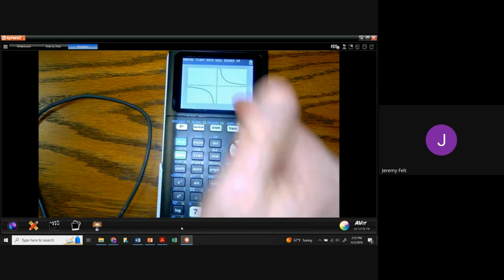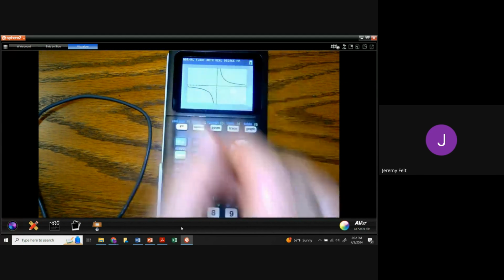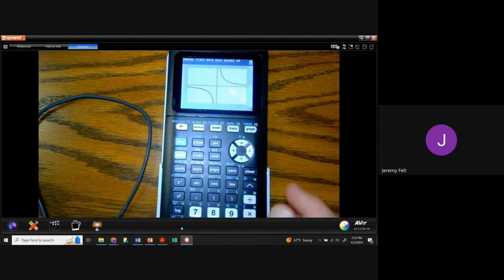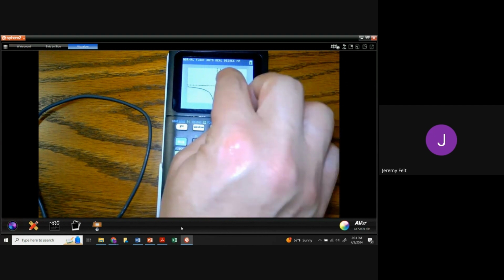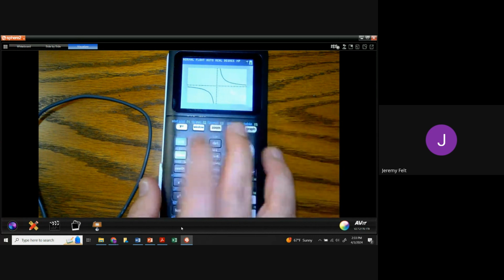So let's graph. Okay, we get these asymptotes right here in the first and the third quadrant. Now, as we notice, it looks like it's going to eventually cross the y-axis. Well, is it? Okay, it's going to get infinitely closer to these axes, but it's never actually going to touch or cross them. And we'll show you why.